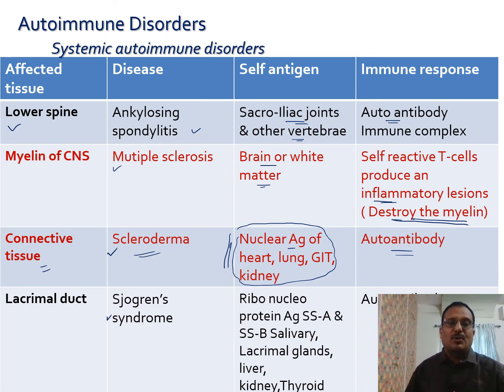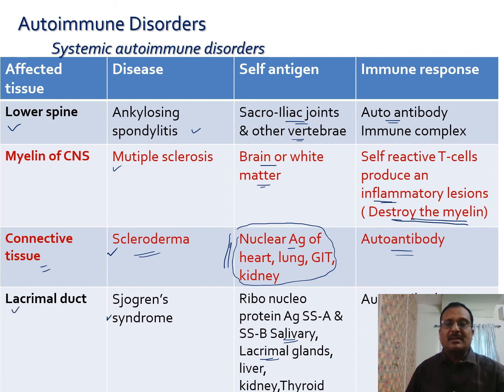In Sjogren's syndrome, the autoantibodies are produced against ribonucleoprotein antigen SSA and ribonucleoprotein SSB present mainly on the salivary glands and also lacrimal glands. Salivary and lacrimal glands present this ribonucleoprotein antigen SSA and SSB, against which the antibodies are produced, responsible for Sicca syndrome or dryness of the mouth and dryness of the eyes. It's otherwise known as Sicca syndrome. So mainly here it affects lacrimal ducts.